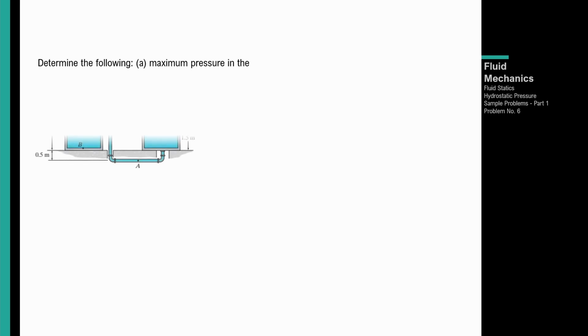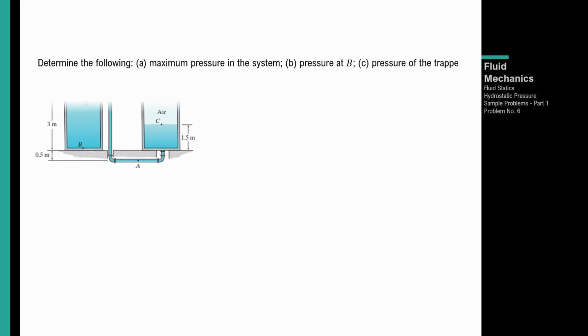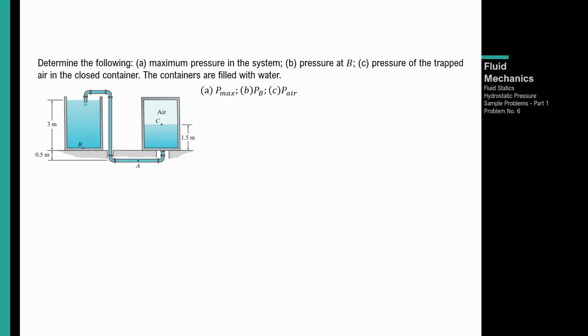Problem number 6. Determine the following: the maximum pressure in the system, the pressure at B, and the pressure of the trapped air in the closed container. The containers are filled with water. So, P sub max or maximum pressure, pressure at B, and pressure of the air. To get the maximum pressure, it is at the lowest point, which is point A. So, pressure at A is equal to gamma H.